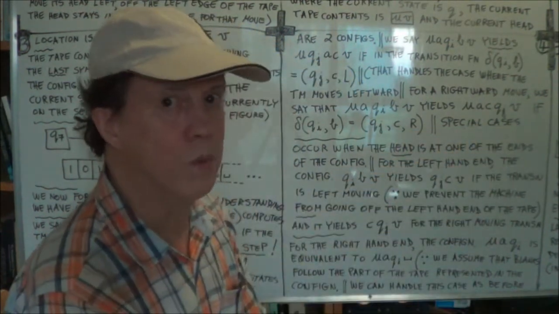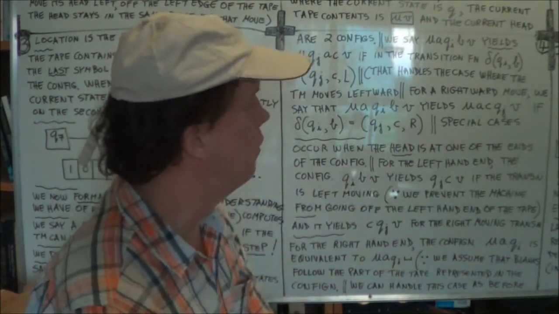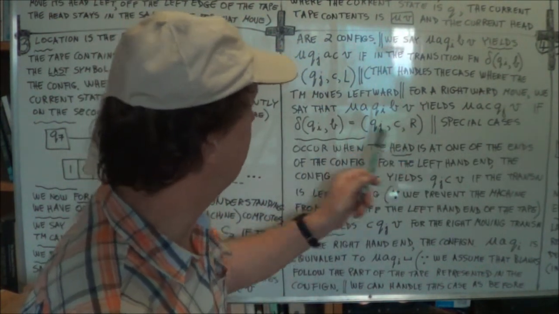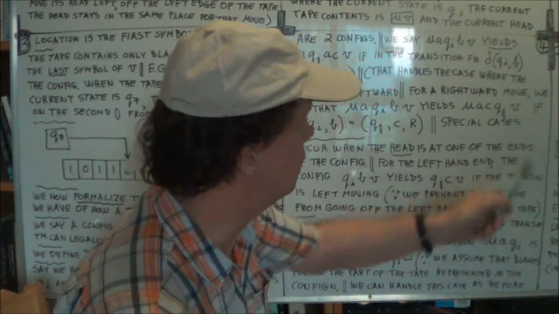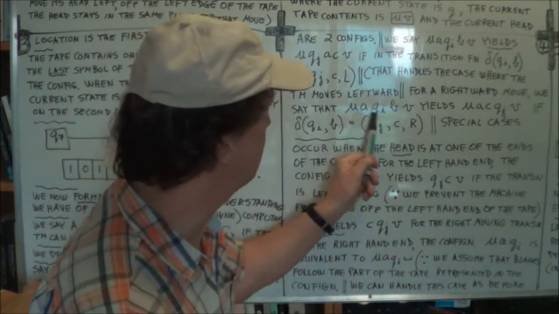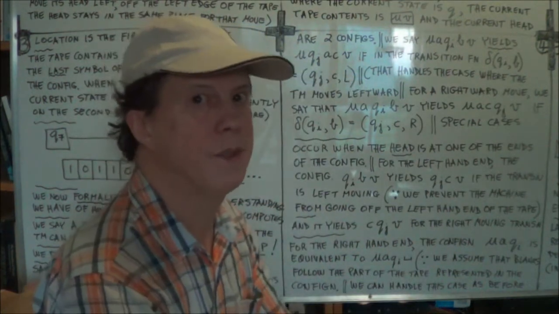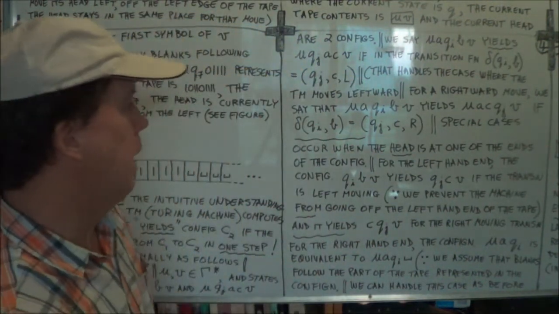That's your C2. That's the configuration of your machine C2. So you've gone from C1 via this rule to this C2. Okay? So this configuration yields that one. C1 yields C2. Alright?